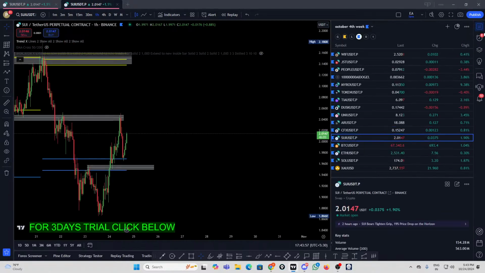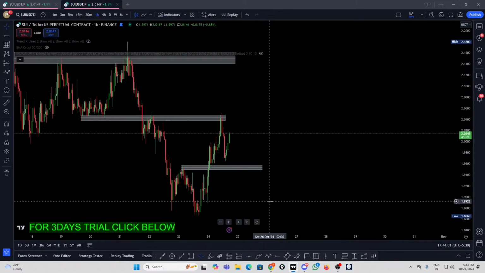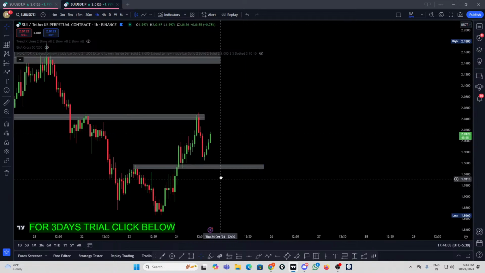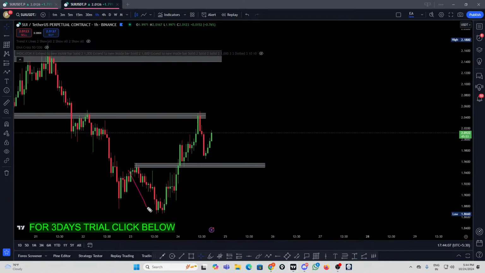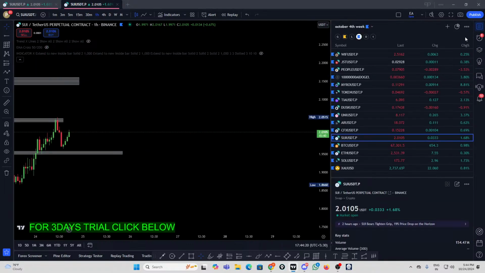SUI. So SUI today, if you joined the UK session, I told you to take a long position from this level, but it didn't reach. It didn't come till here. We missed this trade. So here we got a breakout. So this was the area to take a long position, but it didn't reach here. You just look at this. We got a morning star pattern, and it started going up from this area. So no problem, just avoid it if it's not getting there.